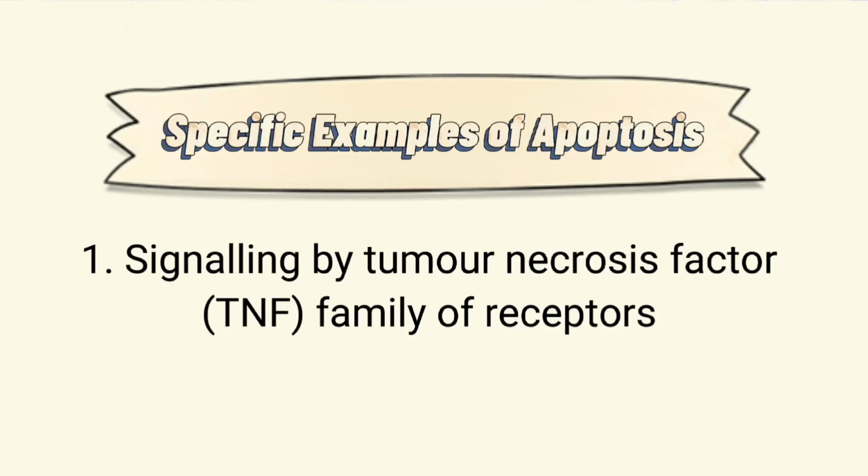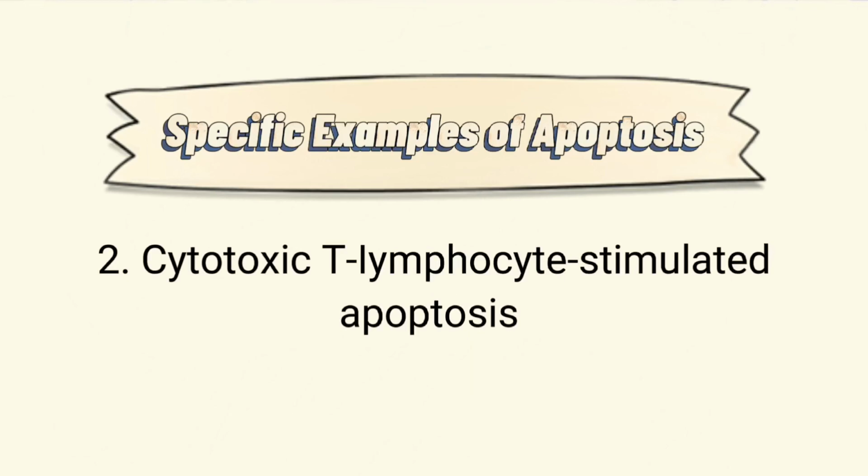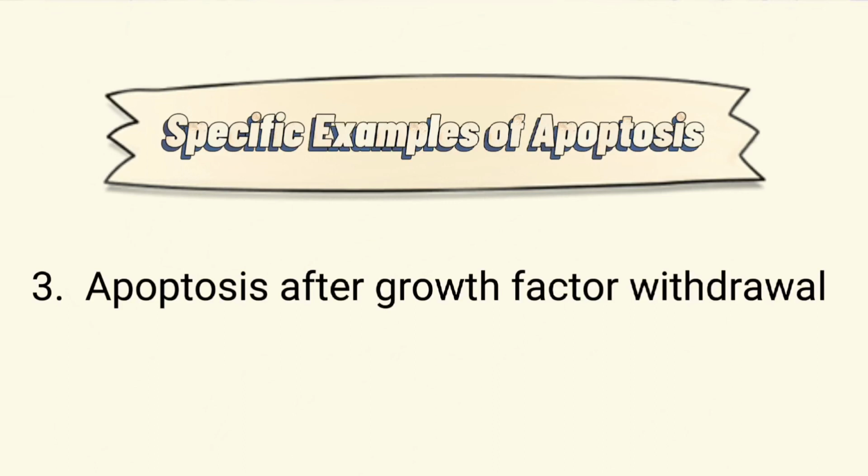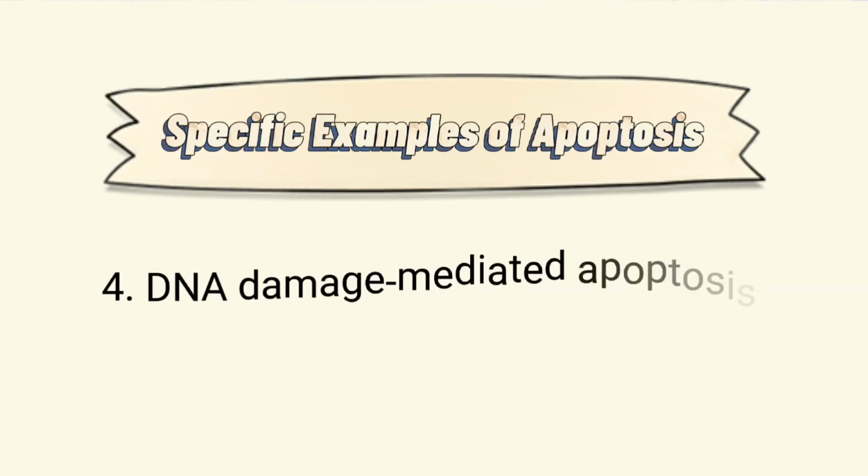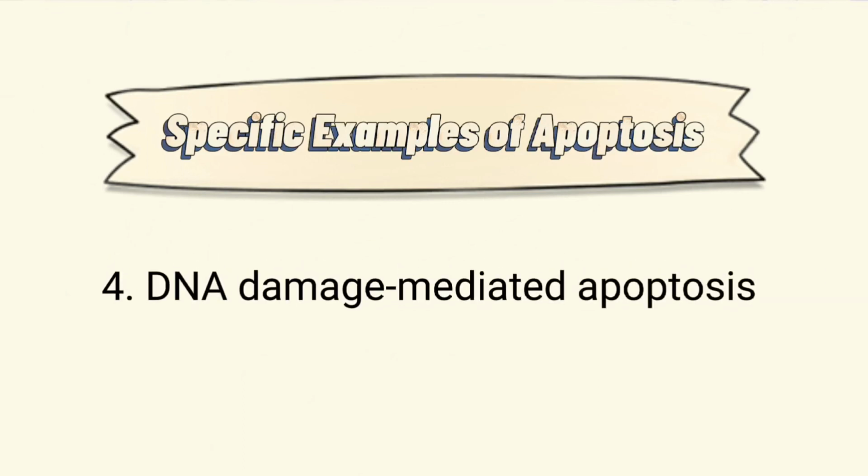The following are specific examples of apoptosis. First is signaling by tumor necrosis factor or TNF family of receptors. Second is cytotoxic T lymphocyte stimulated apoptosis. Third is apoptosis after growth factor withdrawal. Fourth is DNA damage mediated apoptosis.